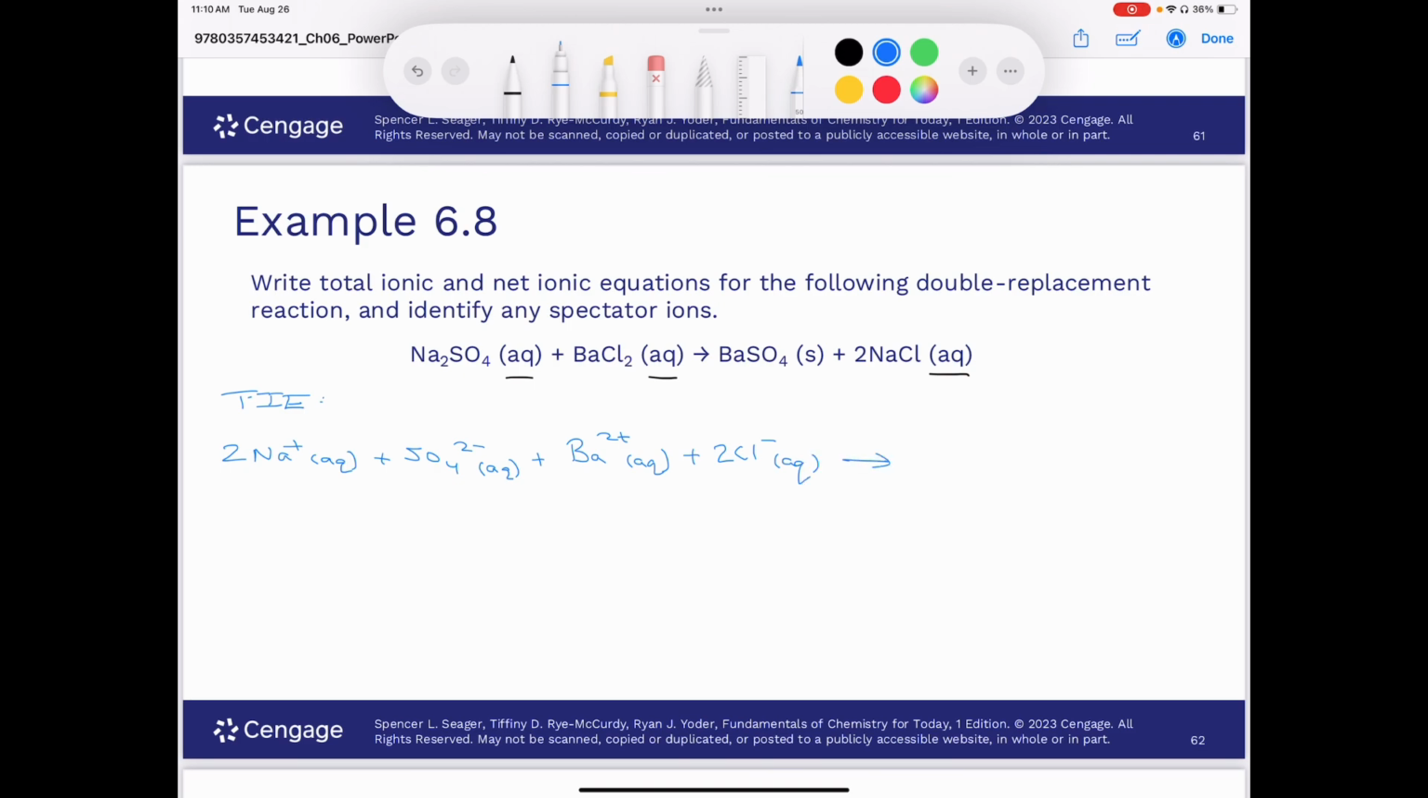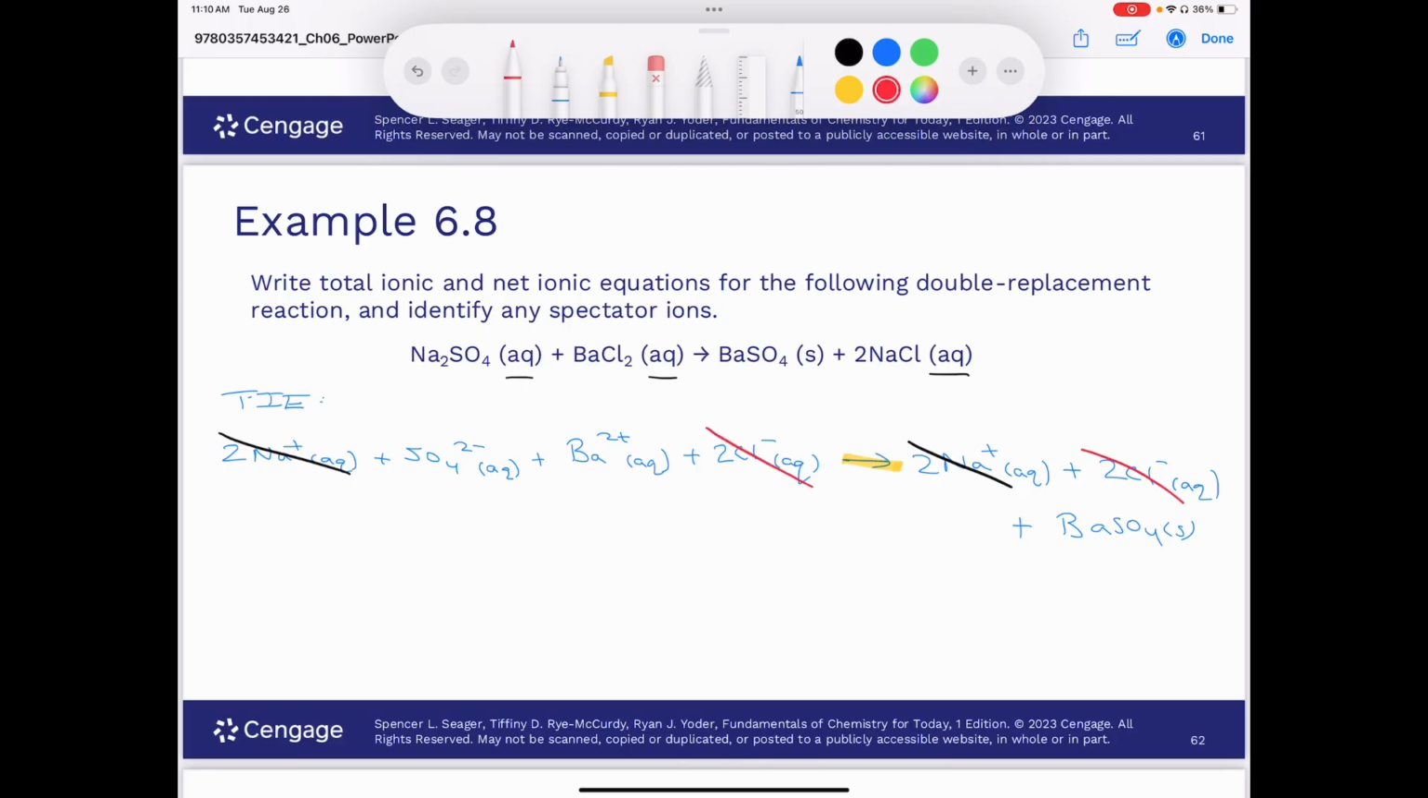Then we'll just leave the barium sulfate until the end, but we've got 2 sodiums, and we also have 2 chlorides that are aqueous, and I'm kind of running out of space, so I'll just put the barium sulfate, which is a solid, down here. So here's our reaction arrow. What do you see that's the same on both sides? Well, the first thing that I notice is the 2 sodium ions, and then I also notice the 2 chloride ions. Maybe I could use a different color for those. 2 chloride ions, like that.